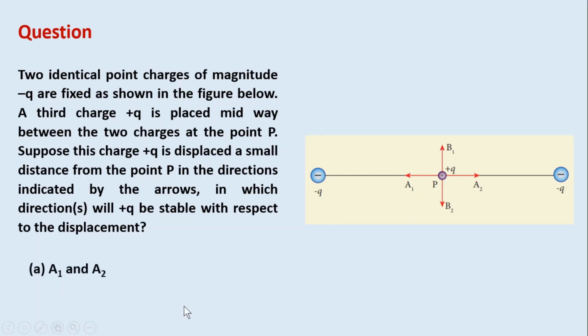Option A, A1 and A2. Option B, B1 and B2. Option C, both directions. And option D, no stable direction. Let us look into the answer.